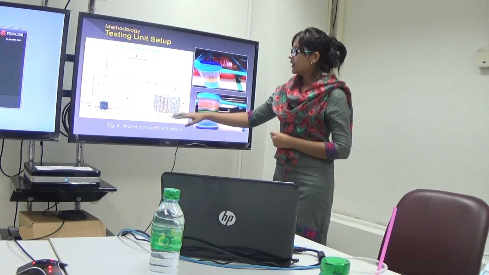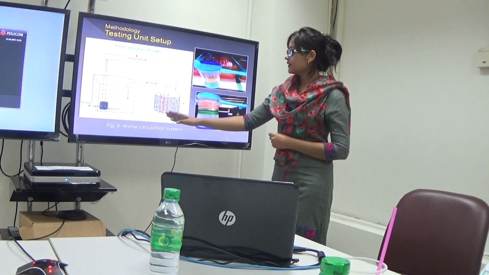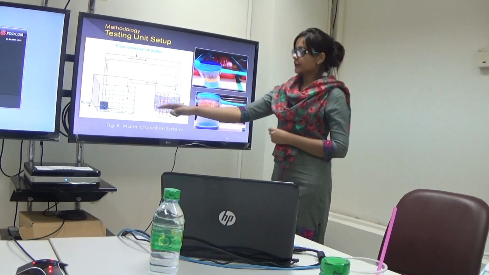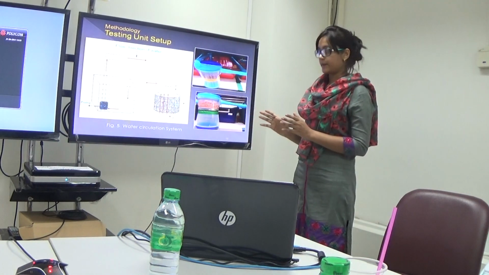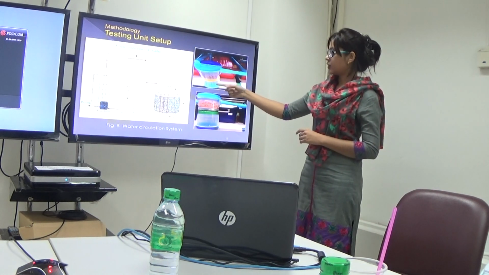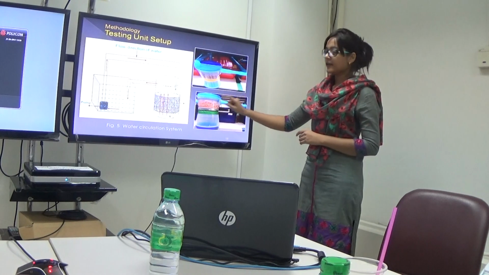Then when it is fully full of water, this water passes through the porous media, and again it goes to this water container. In this way water is recirculated through the full system, and this is the actual picture. This is the big box and this is the small box. In this way water is recirculated. This is my porous media.